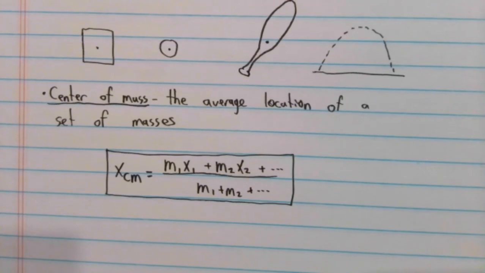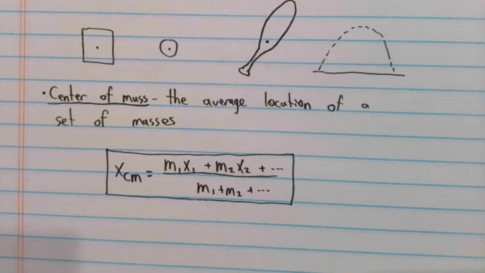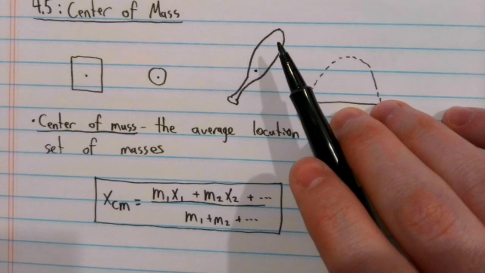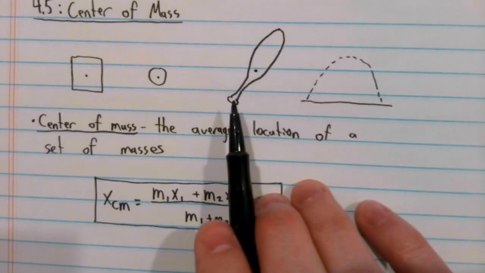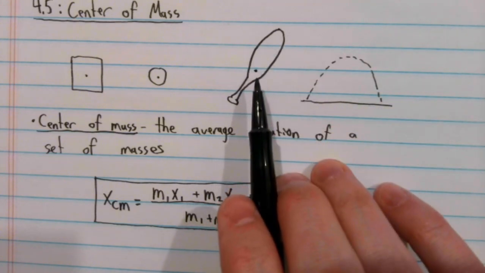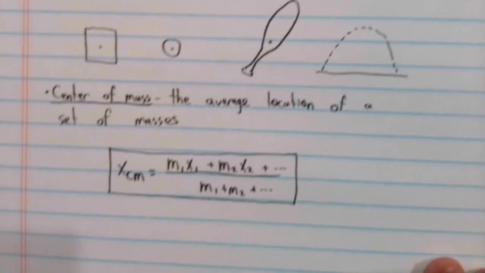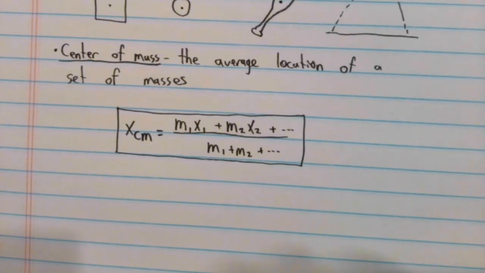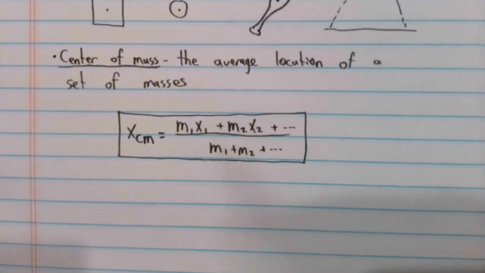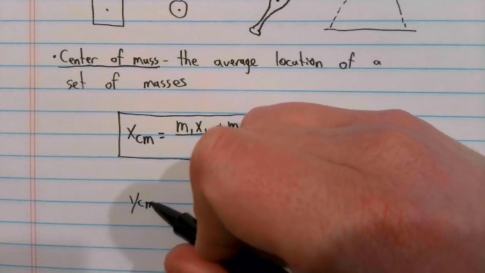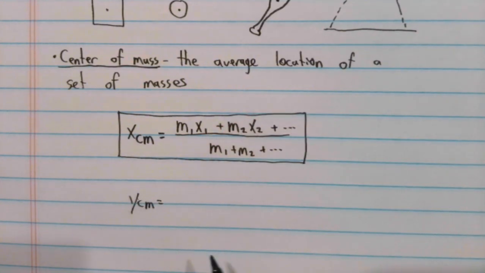Center of mass is not always in one dimension. We can also calculate the y center of mass. So with this baseball bat here, if I had it at rest, I would have to figure out the x location there, and I would figure out the y center of mass. So we're also going to write this equation in the y form, which looks like this. Same exact thing, but instead of x's, it's y's.